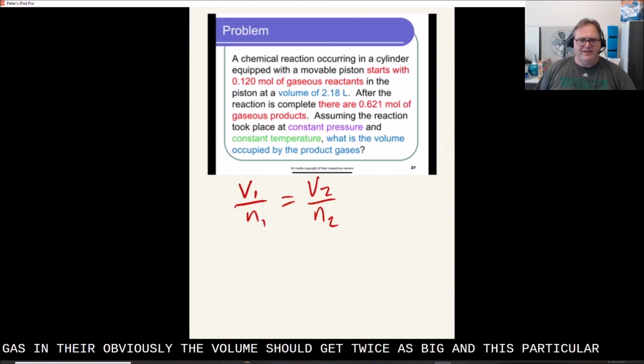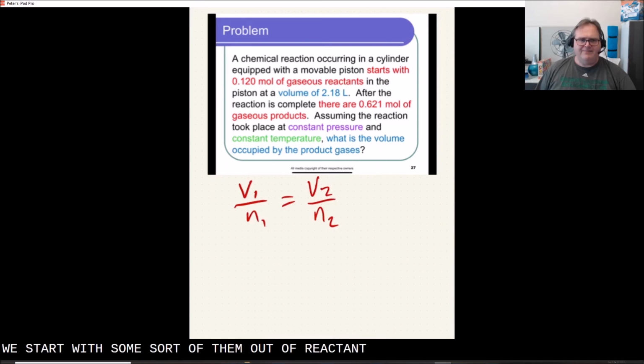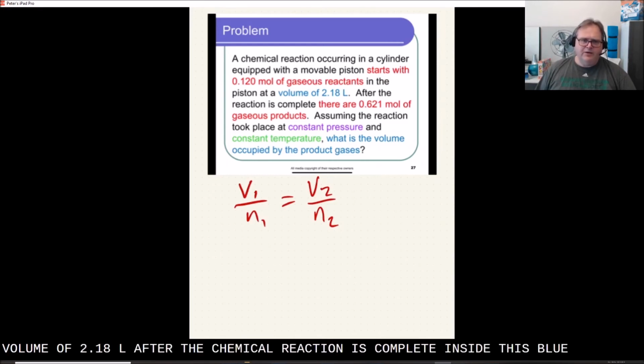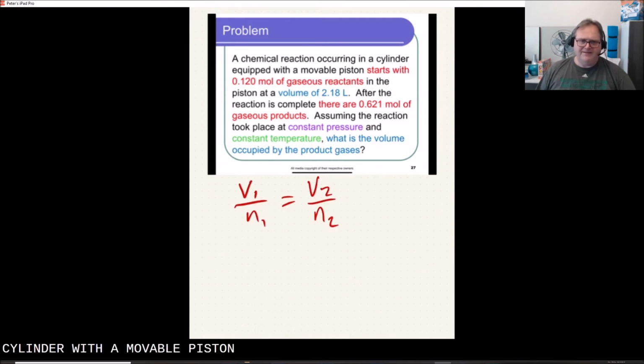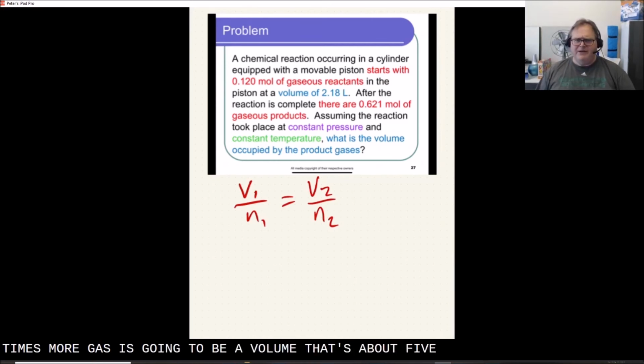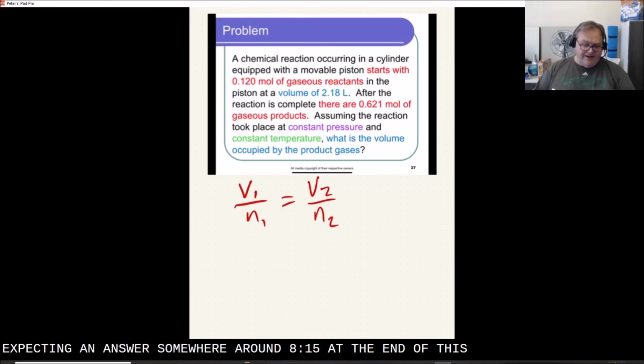In this particular case, we start with some sort of amount of reactants, 0.120 moles. We start at some volume of 2.18 liters. After the chemical reaction is complete inside this balloon or cylinder with a movable piston, it turns out we see that we've got about 5 times more gas, 0.621 moles of gaseous products. So what's the volume going to be? Well, it's 5 times more gas. It's going to be a volume that's about 5 times bigger. So I'm expecting an answer somewhere around, let's say, 10 to 15 liters at the end of this. So let's see if that's the case.